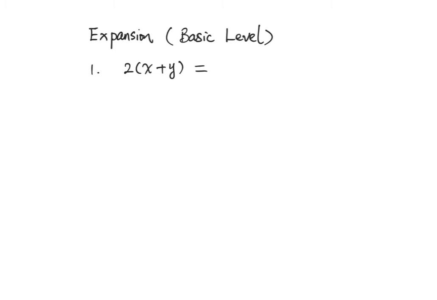How to remove the bracket? 2 times x plus 2 times y. So we call this the rainbow method. Okay, so 2 times x is 2x plus 2 times y is 2y. Okay, 2x plus 2y are unlike terms, so you cannot combine them.